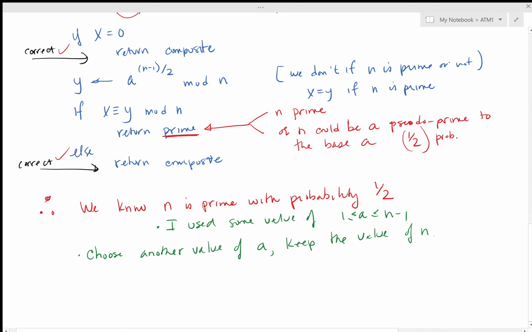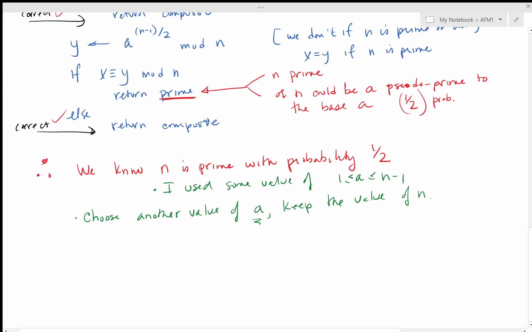And if I get a yes on a different value of a, then the probability that this number is prime has now increased to 75%, because my error is 1/2, and then my error the second time is 1/2, and these are independent events. So the error after running the algorithm twice, each with a different value of a, with a probability of error of 1/2 each time, means the overall probability of error is now 1/4. So now I know that n is prime with probability 75%.